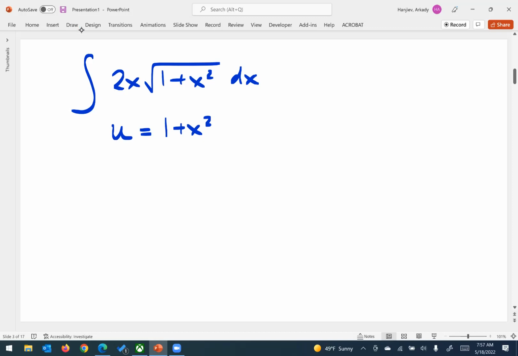And if I take the derivative of u, look what happens here. I'm going to take the derivative of 1 plus x squared. What is the derivative of 1 plus x squared?